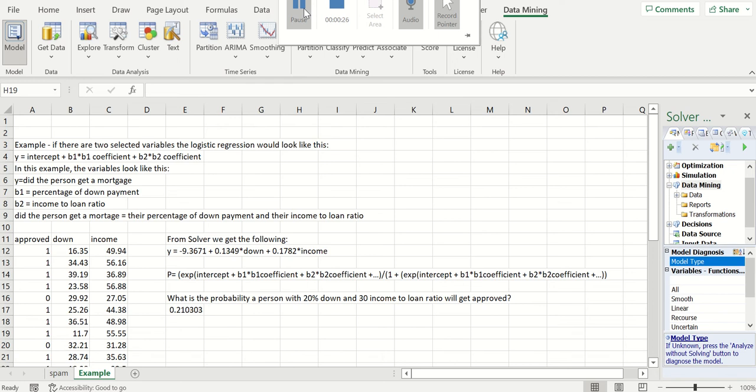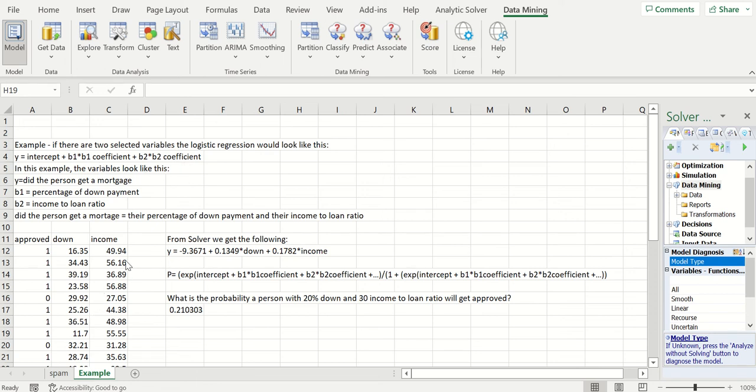So let's take, for example, a situation where we're trying to determine whether a person gets a mortgage. It's either yes, they get the mortgage, or they don't get the mortgage. Two variables that go into this are the percentage of down payment and the income to loan ratio of the person that's putting in for it. Again, it looks very much like a linear regression where you have y, the outcome. Did they receive the mortgage or not? The computer's going to give you an intercept. It's going to give you betas for each one of the two coefficients, either the down payment or the income.